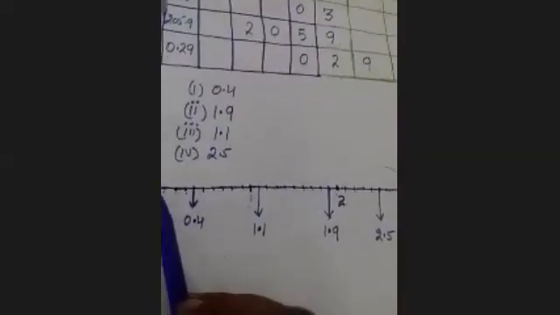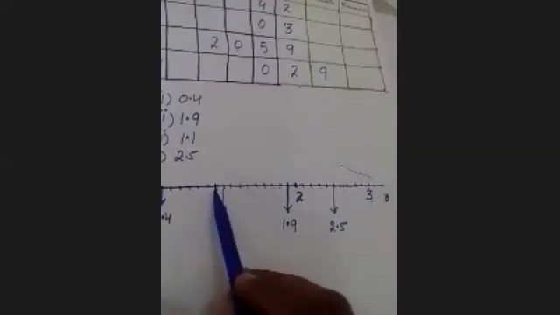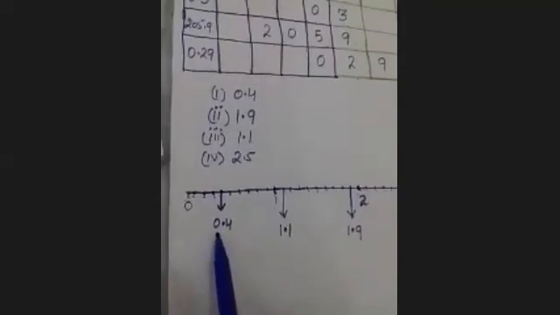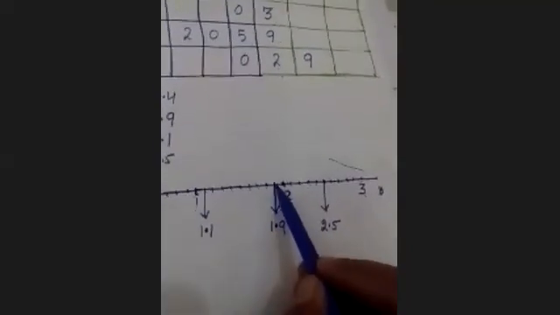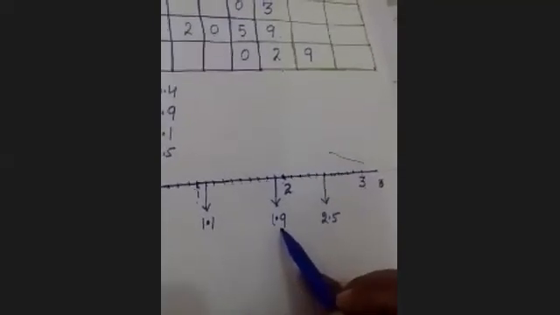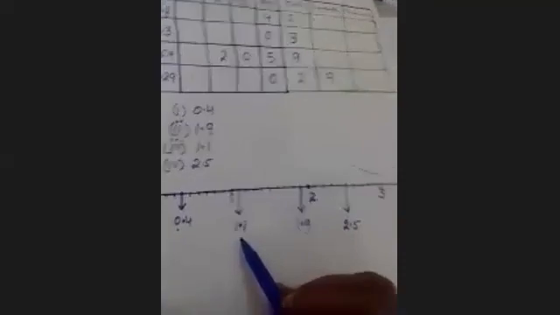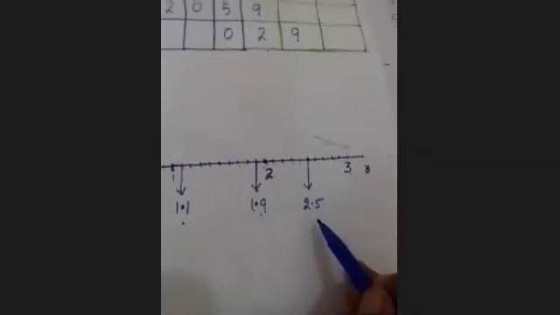2.5. So students, first we draw a number line and place numbers 0, 1, 2, and 3. Now divide each interval into 10 equal parts. 1 to 2, divide into 10 equal parts. 2 to 3, divide into 10 equal parts. Then show these numbers. 0.4: 0, 1, 2, 3, 4. Next is 1.9: 1 and 9 steps. This is 1.1. And 2.5.